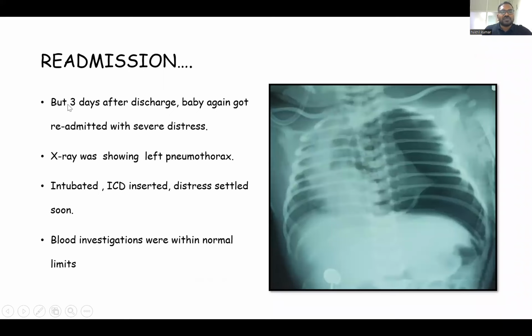But that baby had to come after 2 weeks for follow-up. But within 3 days of discharge, the baby was readmitted with severe distress, and the X-ray was showing left pneumothorax. Here we can see it's again a left pneumothorax with absent bronchovascular markings and mediastinal shift to the right. So again the ICD was inserted and the distress settled soon, and blood investigations were sent. That was not within normal range.